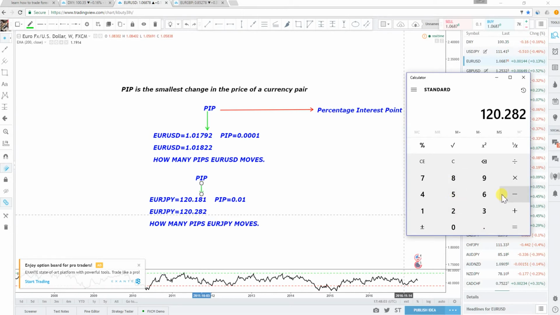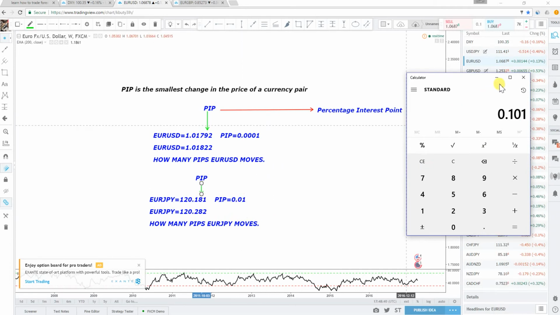120.282 minus 120.181 is equal to 0.101. And how many pips does the market move from this price to this price? 10.1, so 10 pips. Since 1 pip is equal to 0.01, how many pips are in here? It's 10.1 times this price.